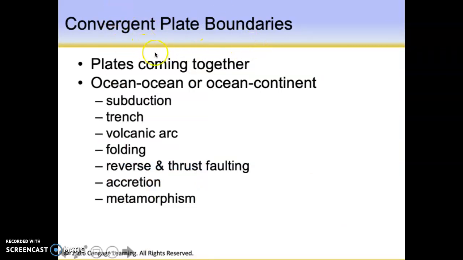A convergent plate boundary is a place where two plates come together. Now there are a couple of options here to convergent boundary. The first option we're going to talk about involves oceanic type crust. And this could be two pieces of ocean crust pushing into each other, or a piece of ocean crust pushing into a piece of continental type crust.